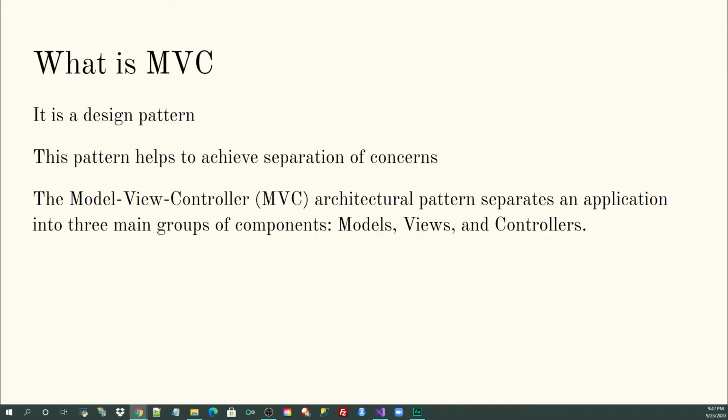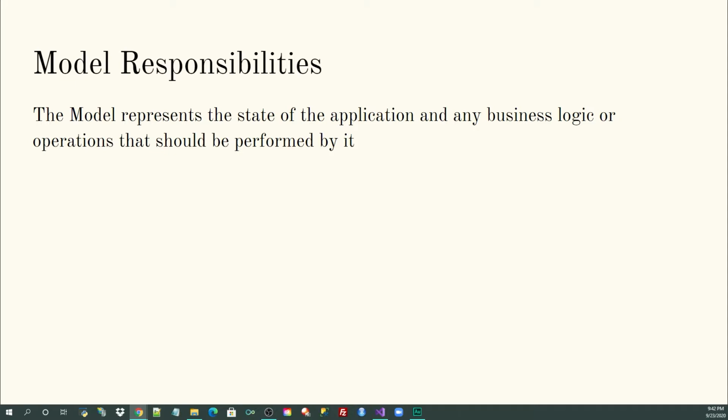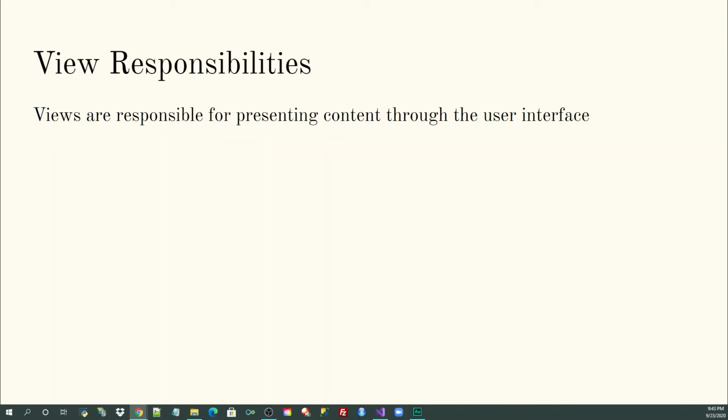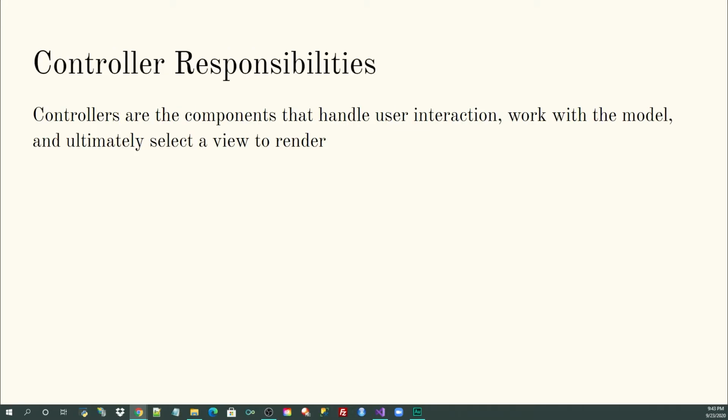Well, it's a design pattern. This pattern helps to achieve separation of concerns. MVC stands for model, view, and controller, and it separates an application into three main groups of components: the models, the views, and the controllers. The model's responsibility is to represent the state of the application and any business logic or operation that should be performed by it. The view's responsibility is presenting content through the user interface. And the controllers are the components that handle user interactions, work with the model, and ultimately select a view to render.